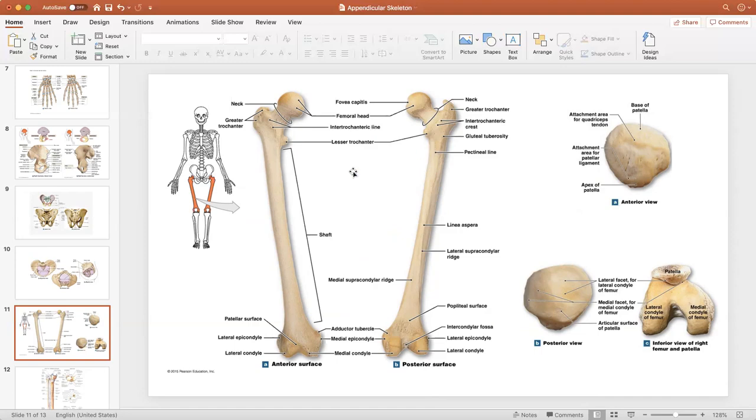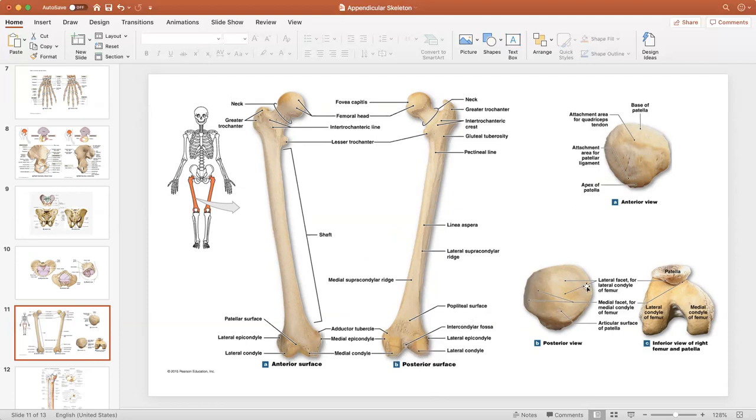Okay. So on the front surface, we don't have any major landmarks until we get down to the medial and lateral epicondyles, and the medial and lateral condyles. On the posterior aspect, we have a couple lines. We have the gluteal tuberosity, the pectineal line, the linea aspera, and the lateral supracondylar ridge. Okay, these are all where different muscles attach, forming little ridges. And then we have the medial and lateral epicondyle and medial and lateral condyle.